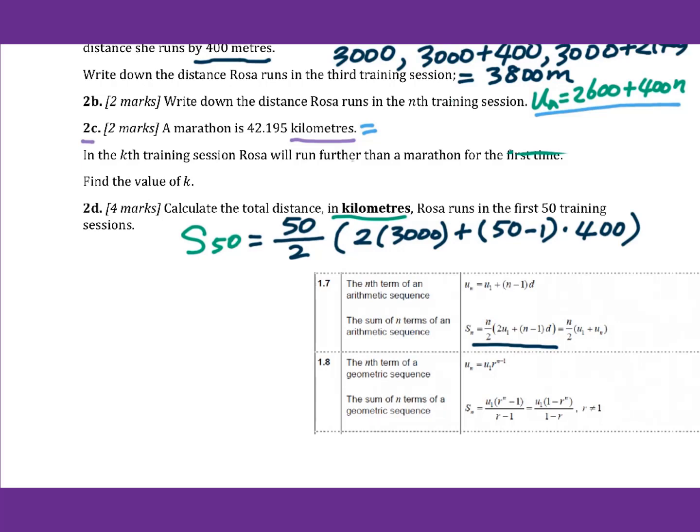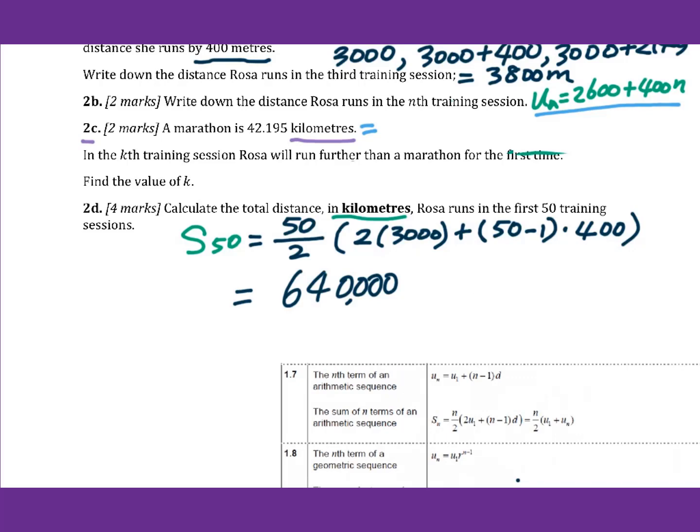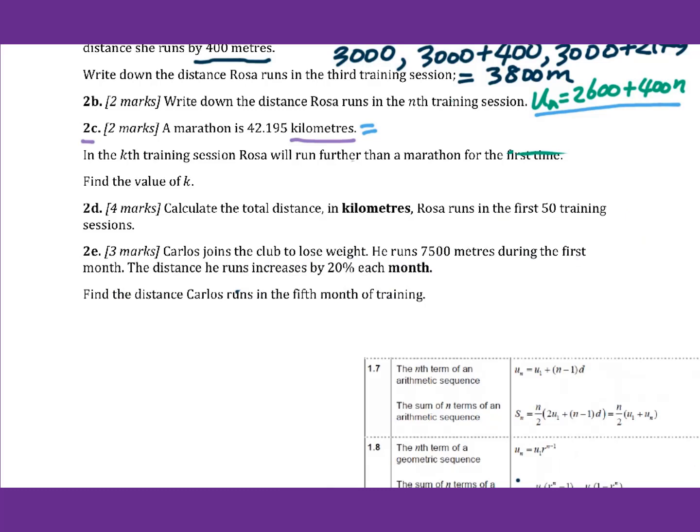We put it into the calculator, and you will get this many meters. Then you need to change into kilometers by dividing by 1,000. So you get 640 kilometers. Let's go to 2E.